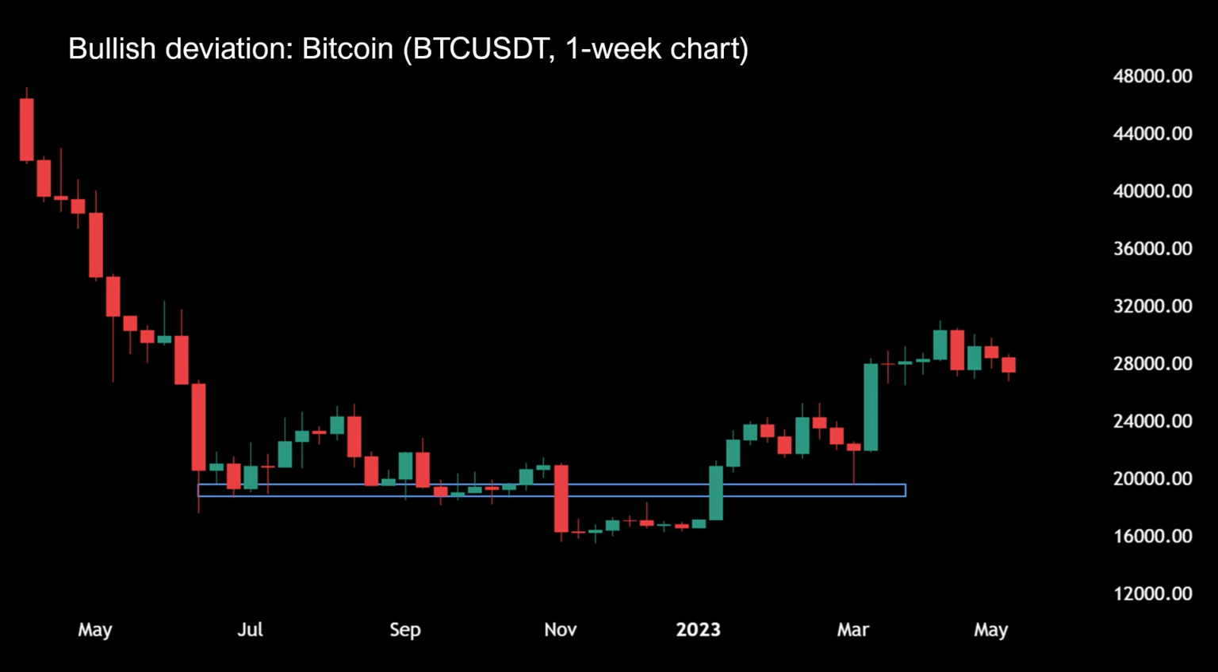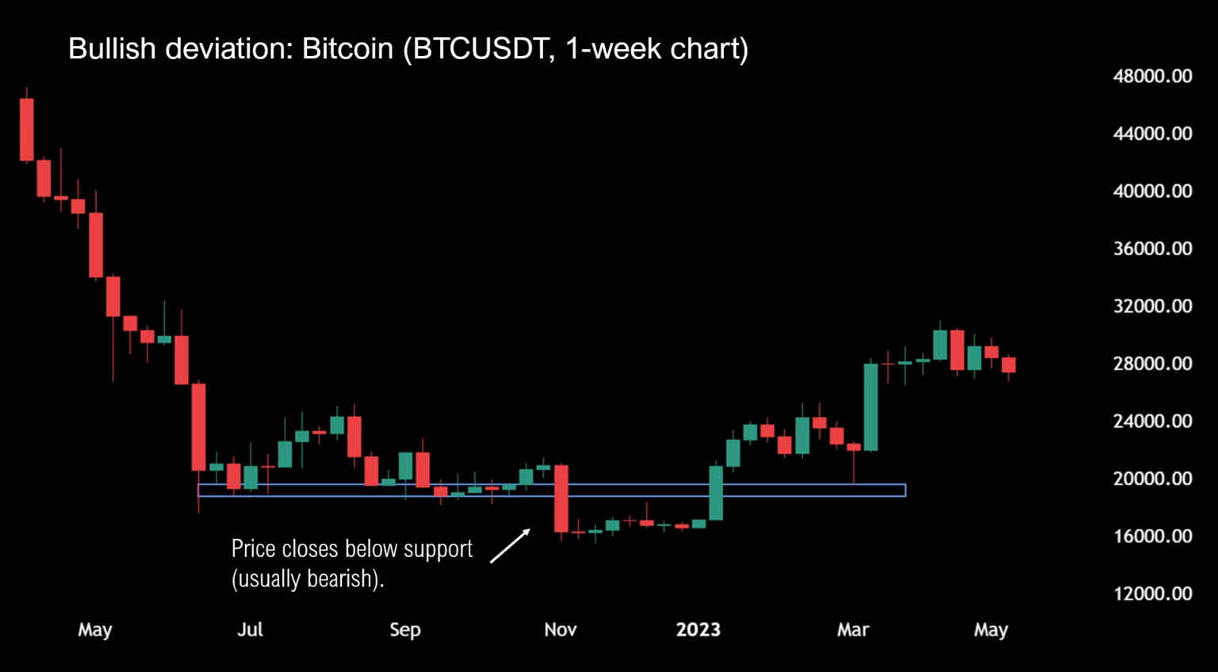Now the next thing we'll cover is what we call a bullish deviation, and that's what we have right here with Bitcoin on the 1-week chart. The deviation works like this. First, price closes below the support, like it did here. Now, if we consider the trampoline breaking analogy from earlier, that's usually a bearish sign.